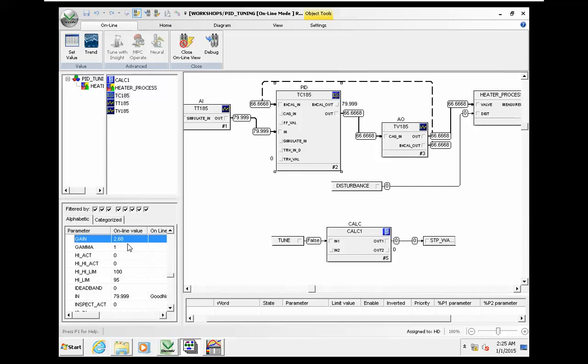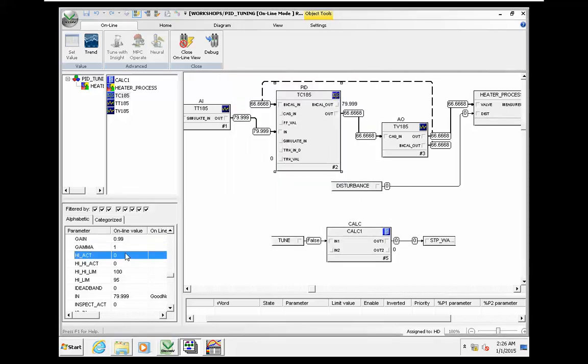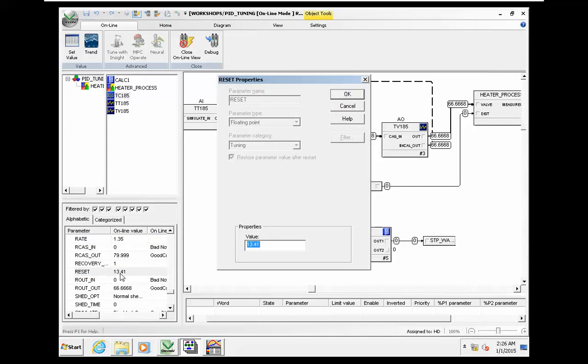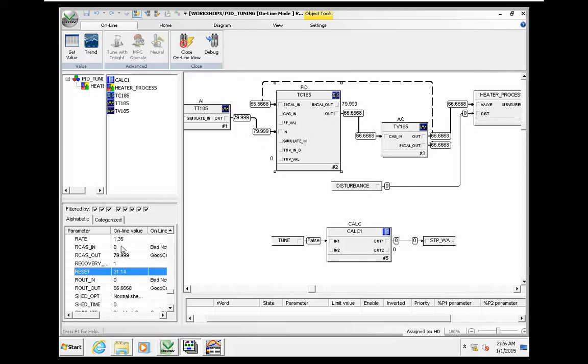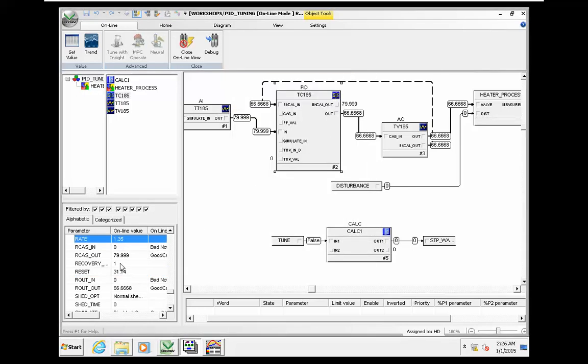Now first I need to change the gain for PI, aggressive PI, or I can use the conservative PI. Conservative PI is 0.99, and we have the reset. Our reset is 31.14, and for PI we don't have the rate. Rate is 0. So we have PI parameters. Let me check them again. We have a gain, and all values are selected perfectly.